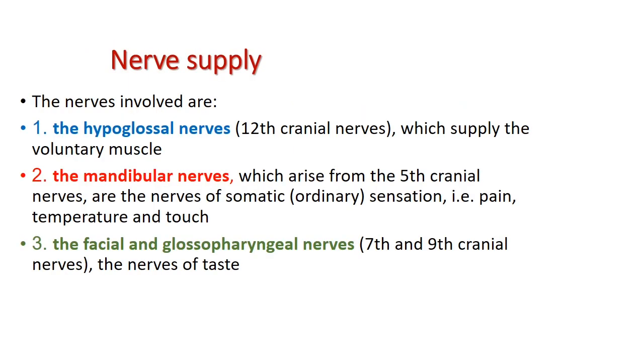Now the nerve supply of the tongue. There are 3 nerves involved. First one is the hypoglossal nerve, that is the 12th cranial nerve. Second one is the mandibular nerve, that is the 5th cranial nerve. And the last, that is the facial and glossopharyngeal nerves, that is the 7th and 9th cranial nerves.